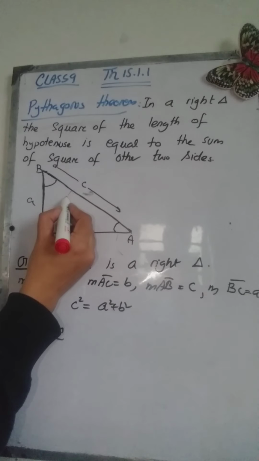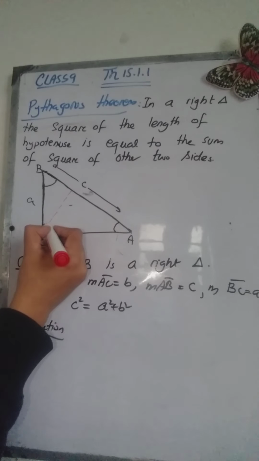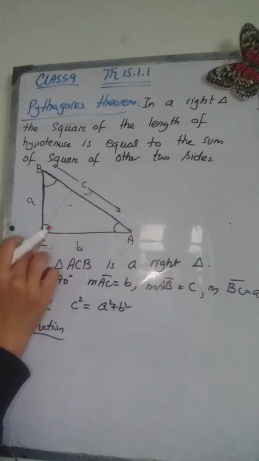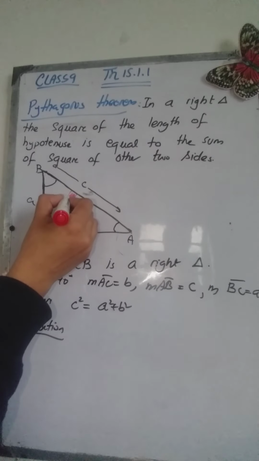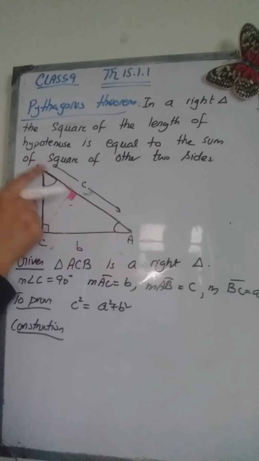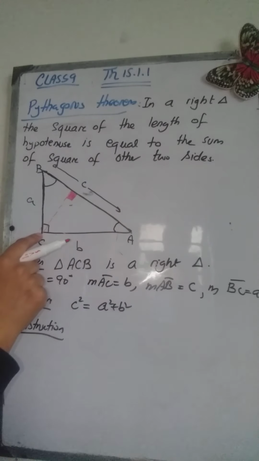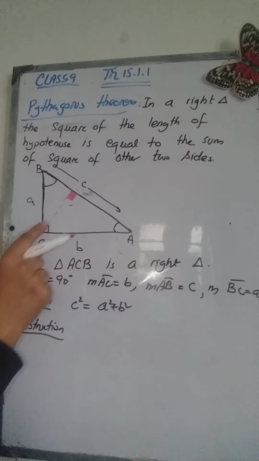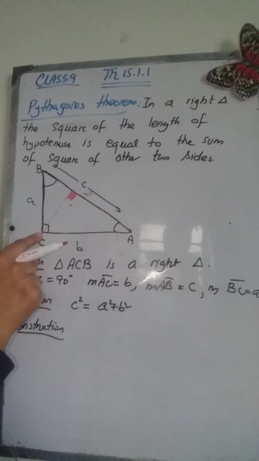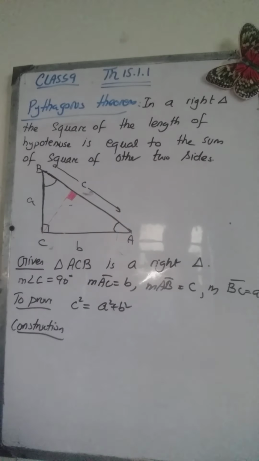Perpendicular means we draw a line in such a way that it passes through C and makes an angle of 90 degrees with this side. So we say that we have dropped a perpendicular from C on AB. We are going to draw this line such that it passes through C and it is perpendicular to AB.